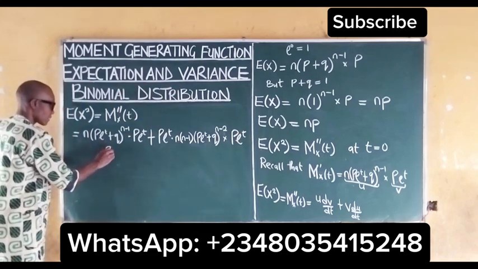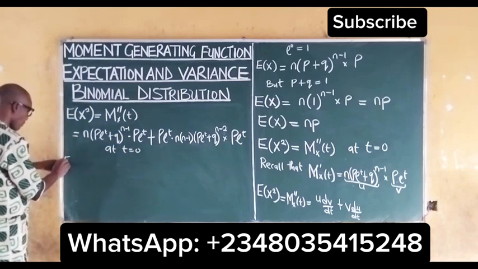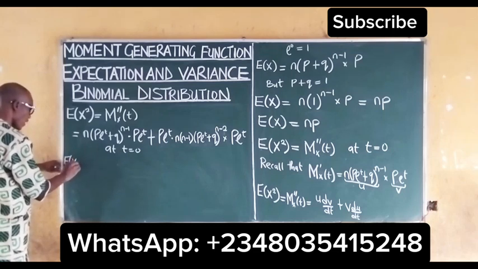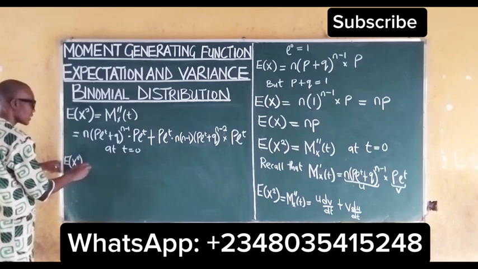Now, at t equal to 0, we have that our expected value of x squared is equal to, anywhere we see t, we put 0.